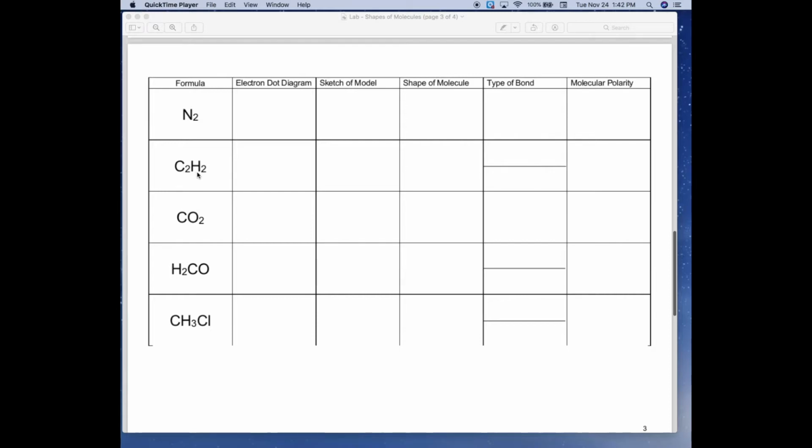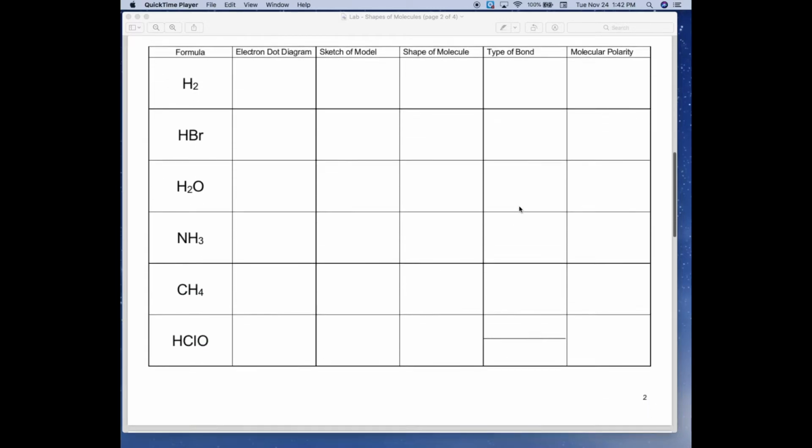Okay. Again, you'll see another one right here. You have C2H2. You'll need a bond. Tell me the difference between carbon and carbon, and then carbon and hydrogen here. And then here it would be carbon to oxygen, and then carbon to hydrogen. And then here would be carbon to hydrogen, and then carbon to chlorine in this area.